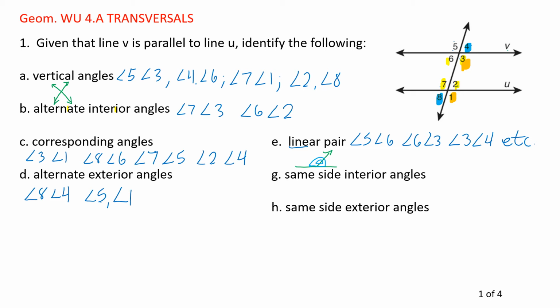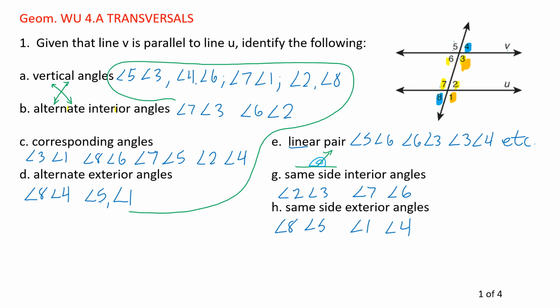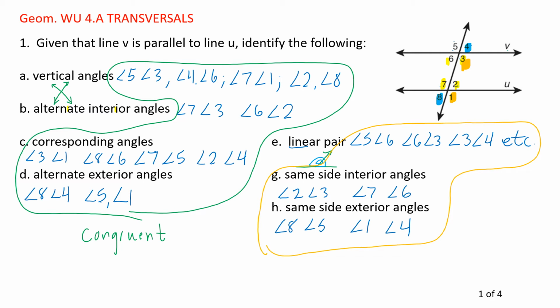How about same side interior? Well, it means exactly what it says. On the same side, inside. So angles 2 and 3, angle 7 and 6. Same side exterior. And again, these pairs are all congruent, whereas these are all supplementary. Together they equal 180.